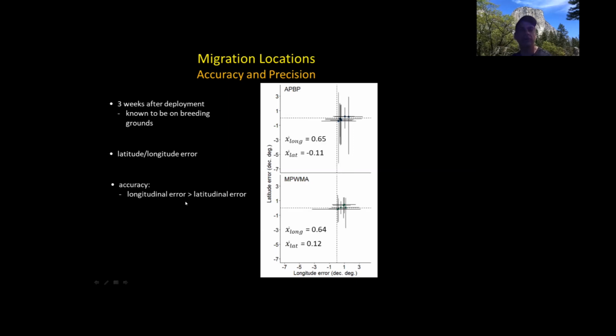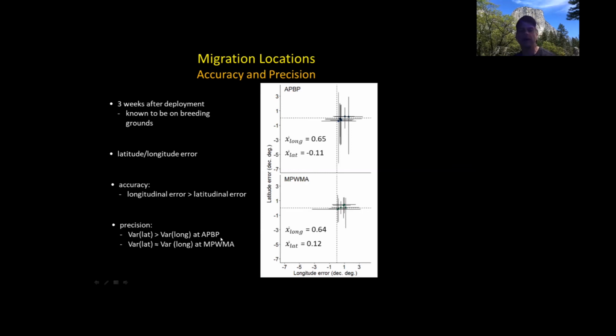In terms of accuracy, the longitudinal error was greater than the latitudinal error while the bird was on site. And in terms of precision, the latitudinal data was much more variable than the longitudinal data at the Albany Pine Bush. And at Montague, the variation in latitude and longitude were nearly equal, one way or the other.